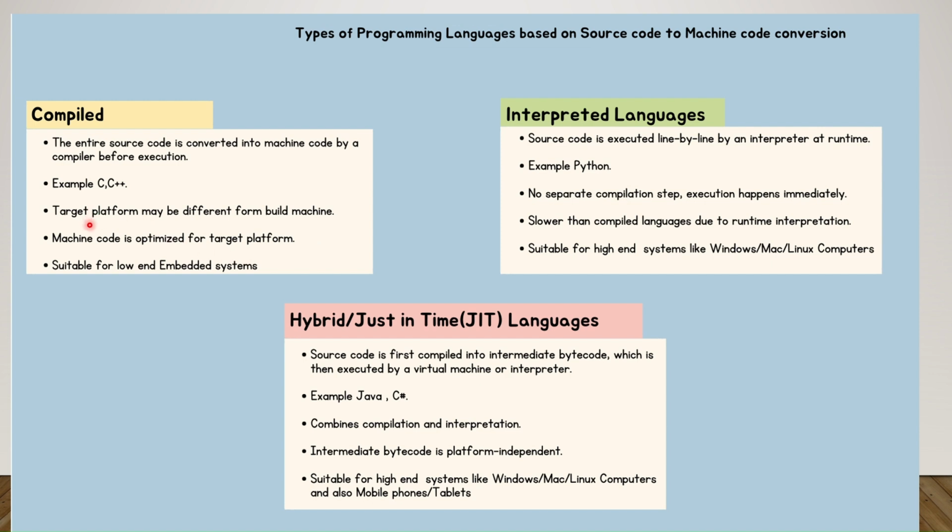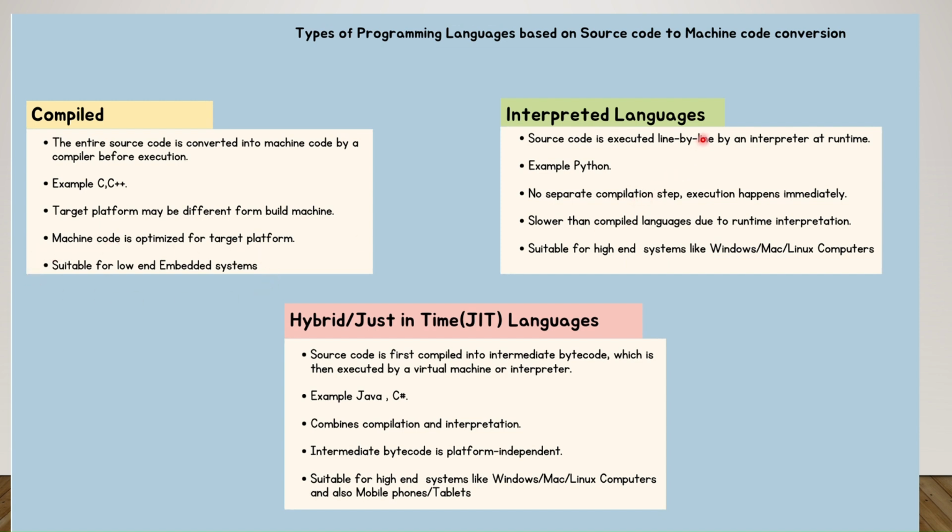Your build system will optimize your code, like reducing the instructions and duplicate instructions, and optimize according to your target platform. These types of compiled languages are mostly suitable for low-end embedded systems, like small Bluetooth speakers, microphones, small sensors, those kinds of systems. So compiled languages like C and C++ are used for these kinds of embedded systems.